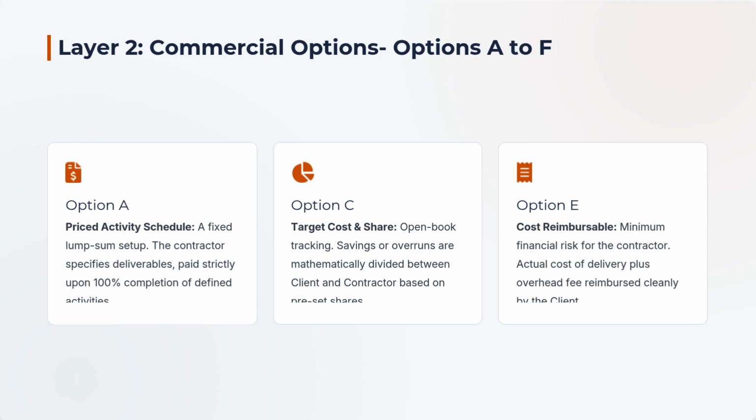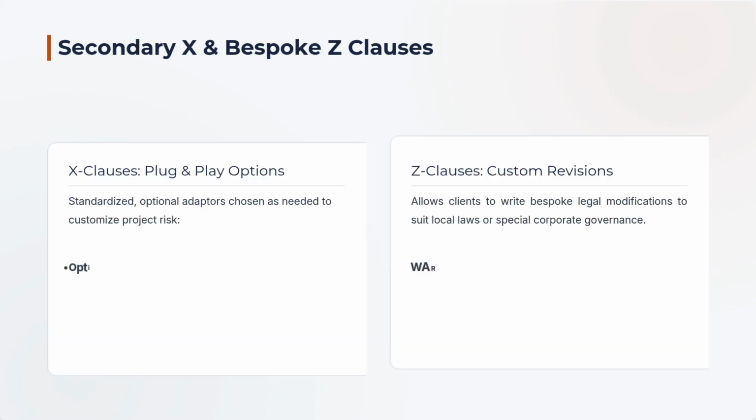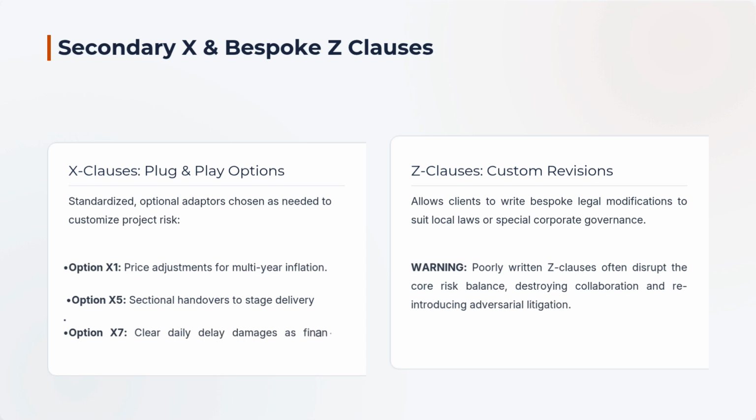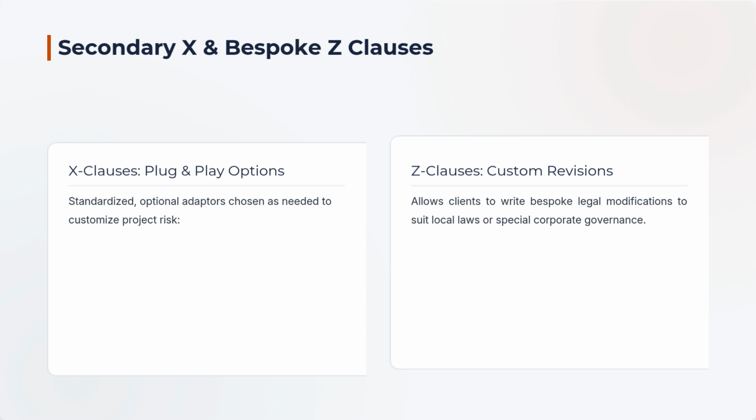Once you have your core and your main commercial option, you move to the third layer, secondary options, also known as the X clauses. Unlike the main options where you can only choose one, you can pick as many or as few X clauses as you like to fine-tune the contract. For example, if you want to penalize the contractor for being late, you plug in option X7 for delay damages. If you want to protect yourself against inflation on a multi-year project, you add option X1 for price adjustment. If you don't need them, you simply leave them out of the box.